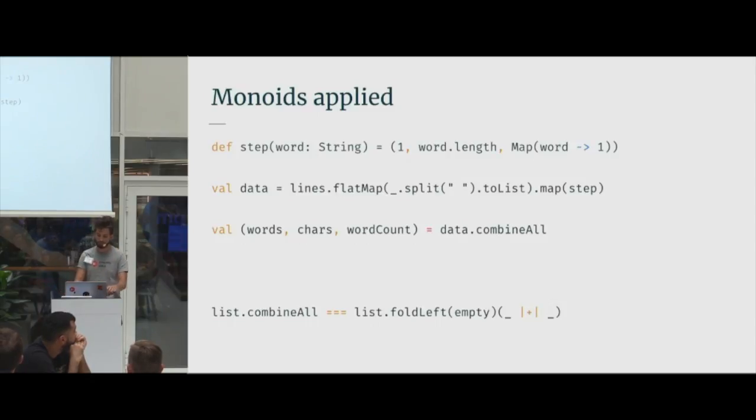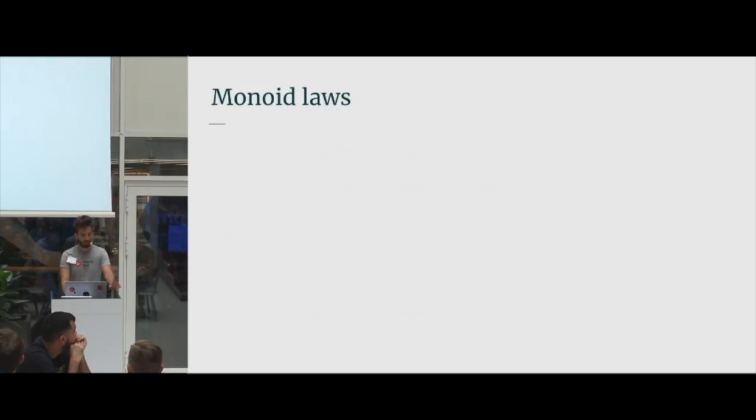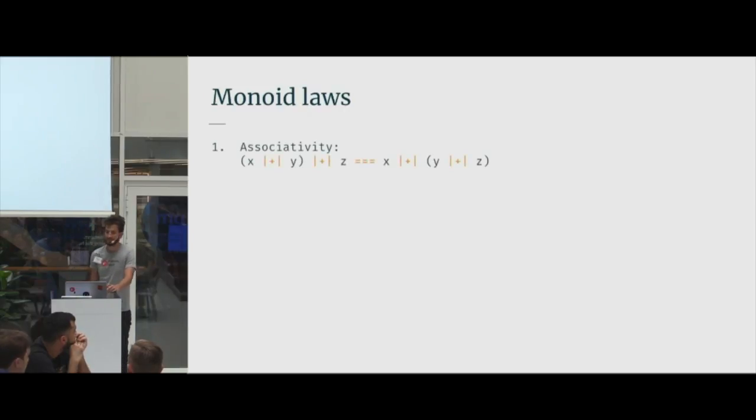So this is pretty cool, I think. But we actually need to look at something called laws, and this is pretty pervasive in these cats type classes in general. But Monoid only has 3 laws, and they're very basic. So the first one is associativity. And I actually learned about this in like 6th grade, so it's really basic.